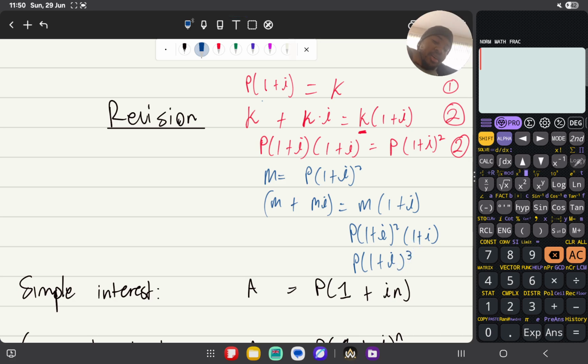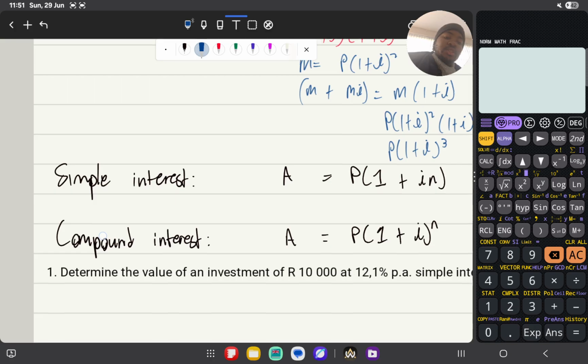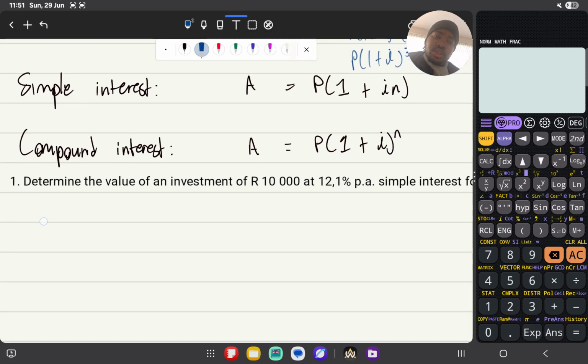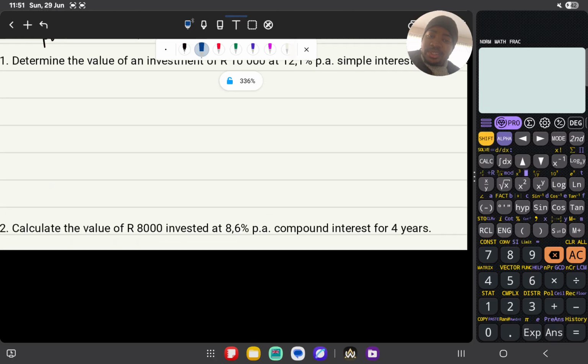From what we have done with investing 1,000 rand for 3 years with compound interest, we are actually seeing it makes sense that we have this as the formula for compound interest. So cool, let's do a couple of examples, and I think that'll be the end of this section, or the end of the revision.